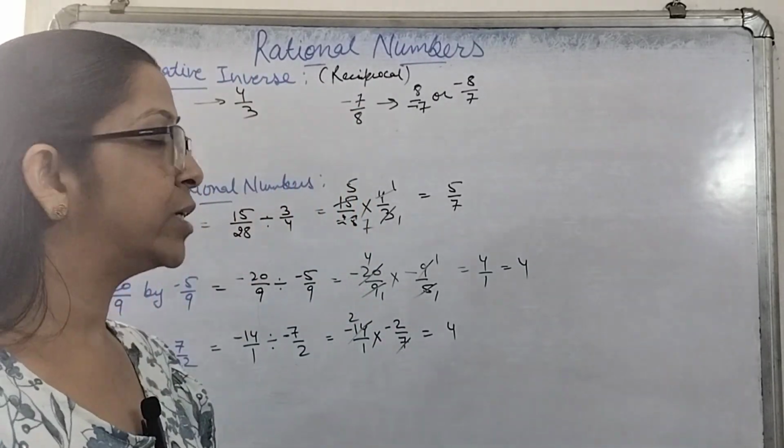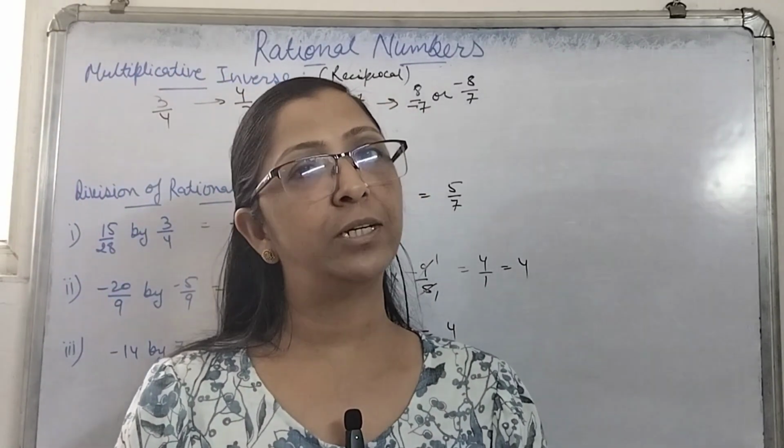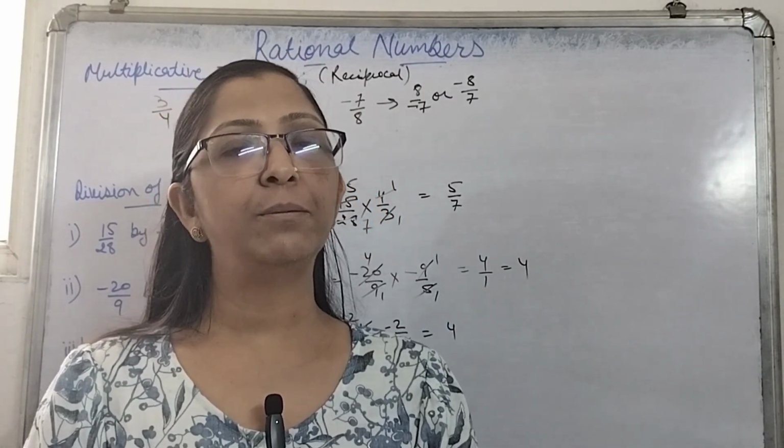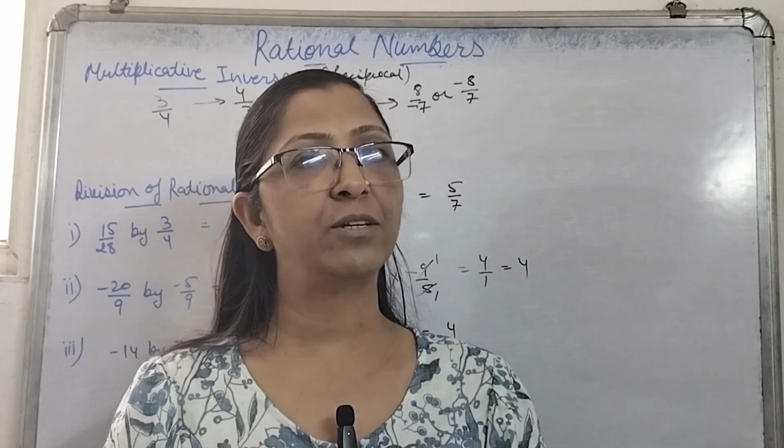So this is all from this chapter. Hope it is clear to you what rational numbers are, how to represent rational numbers on the number line, how to compare rational numbers, and how to add, subtract, multiply and divide rational numbers.